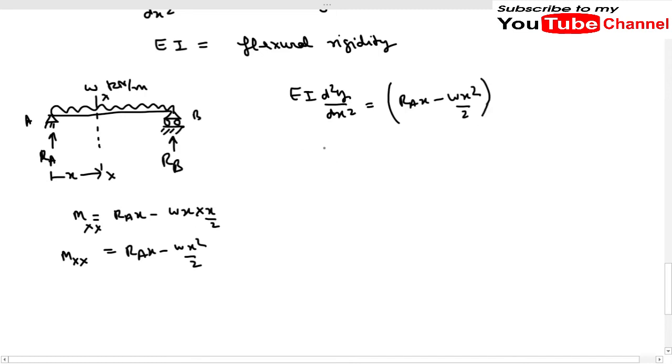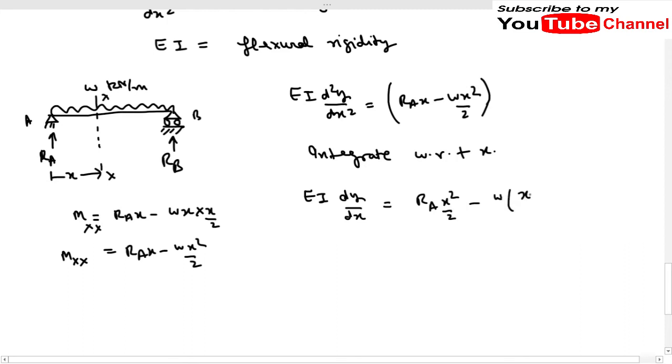So if I integrate this equation with respect to x, what will be the integration of d2y over dx square? The integration will be dy by dx, and for RA x it will become x square by 2, and here x square becomes x cube divided by 2 into 3, plus a constant of integration, because this is an indefinite integral, so we have to put a constant every time we integrate the equation.